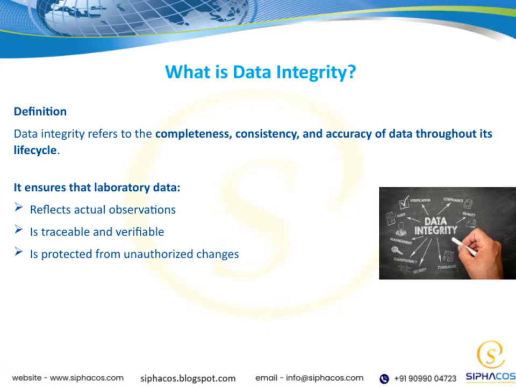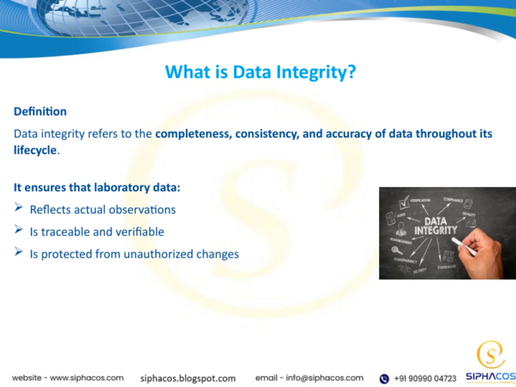So, what exactly is data integrity? Well, it's all about making sure that the data we handle remains complete, consistent, and accurate throughout its entire life cycle. Essentially, it means that at every stage, from collection to storage to analysis, the data stays reliable and trustworthy. This is critical because laboratory data, for example, needs to accurately reflect what we've observed during experiments or tests. If the data isn't true to the actual observations, decisions based on it could be flawed. Data integrity also ensures that the information is traceable and verifiable.